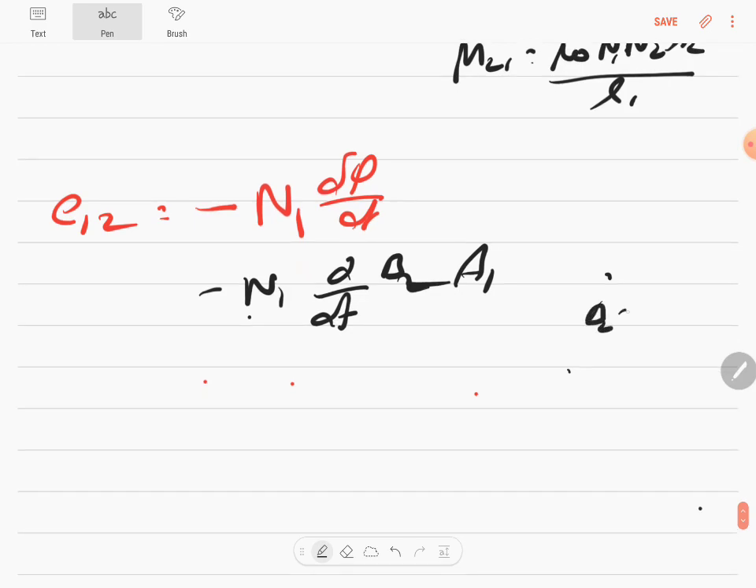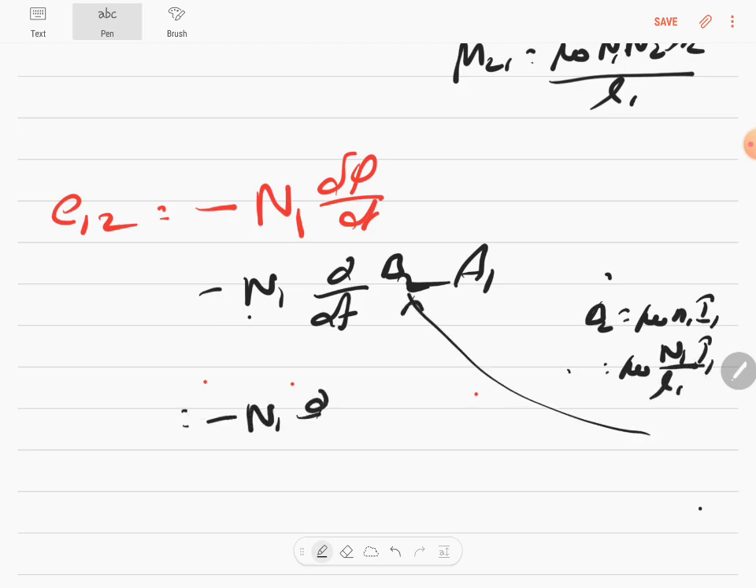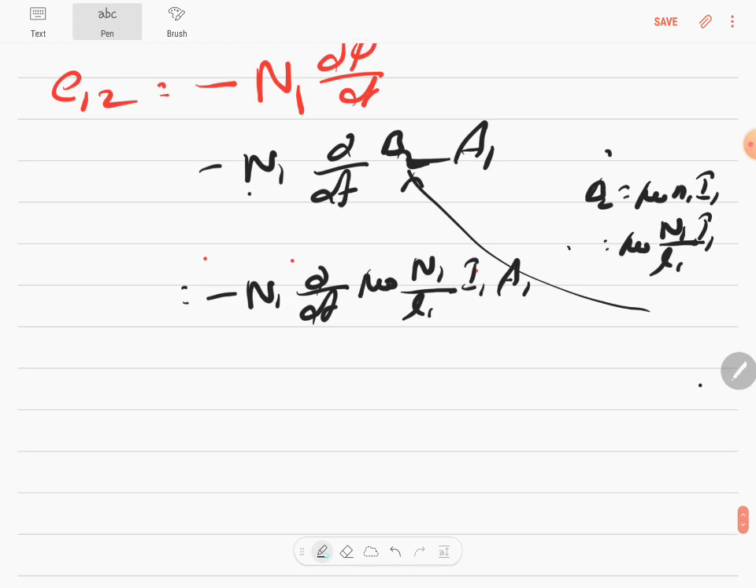B2 itself is mu naught into N1 into I1, which is mu naught into capital N1 by L1 into I1. On substituting that here, you get minus N1 into d by dt of mu naught into capital N1 by L1 into I1 into A1. What is a variable is dI1 by dt, because current only keeps on changing. So then group everything else, minus mu naught N1 N2 A1.